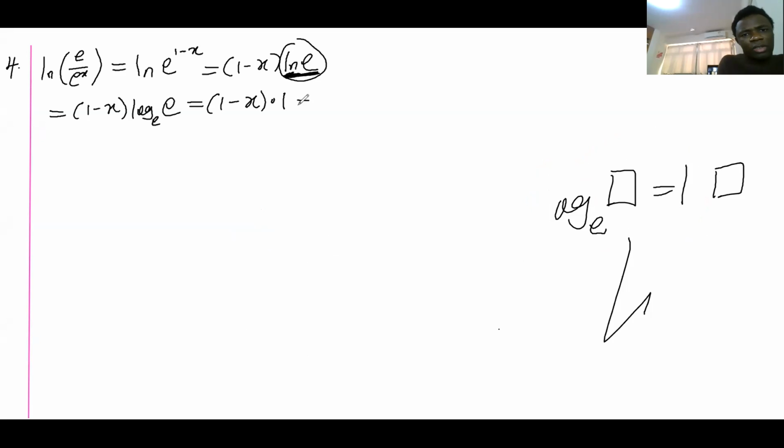And what is the final result? One minus x.